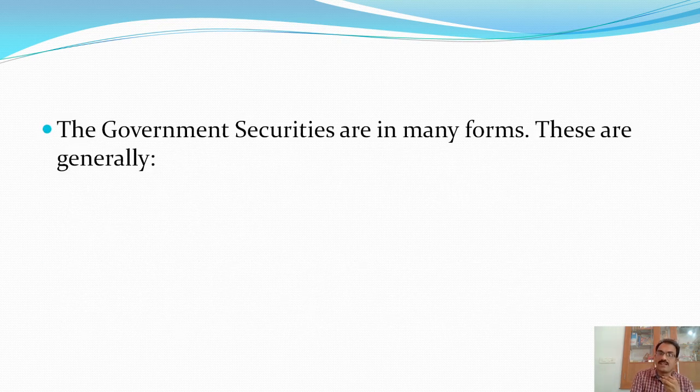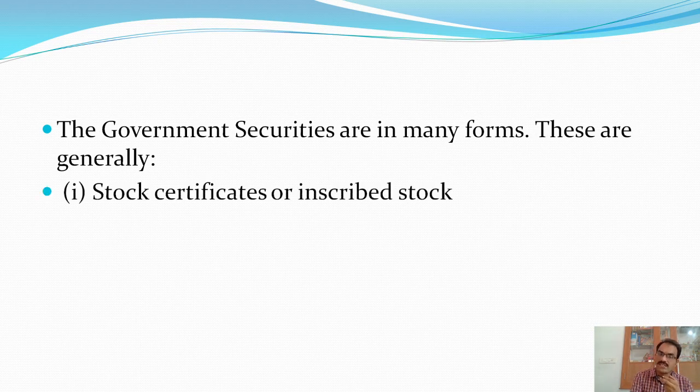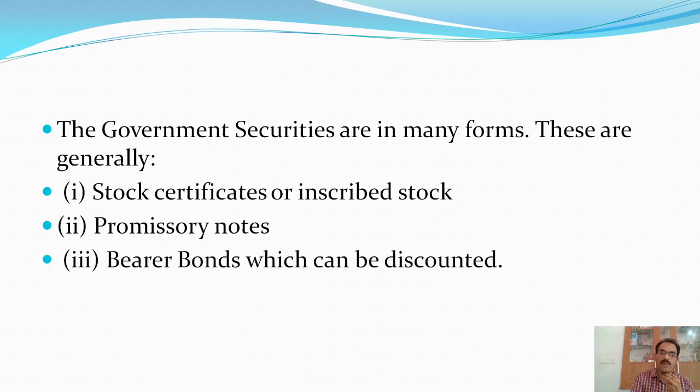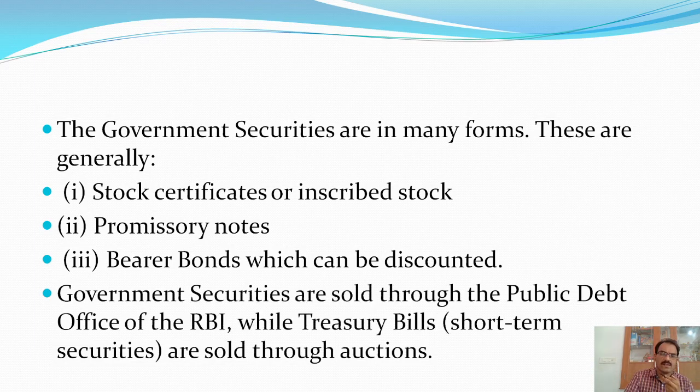Government securities are in many forms. First one is stock certificates or inscribed stock. Second one is promissory notes. Third one is bearer bonds which can be discounted. Government securities are sold through the Public Debt Office of Reserve Bank of India. While treasury bills, that means short-term securities, are sold through the auctions.